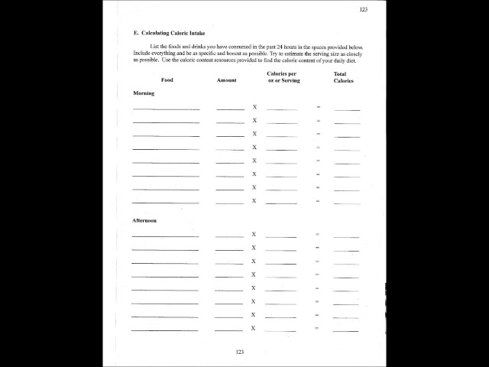So what you're going to do, list the activity, list the time that you did the activity, multiply it by the caloric equivalent, and then by your body weight in kilograms. That's going to give you energy expenditure.